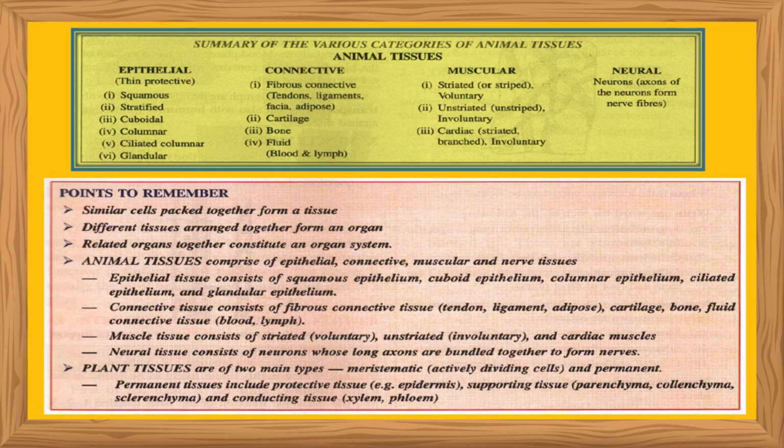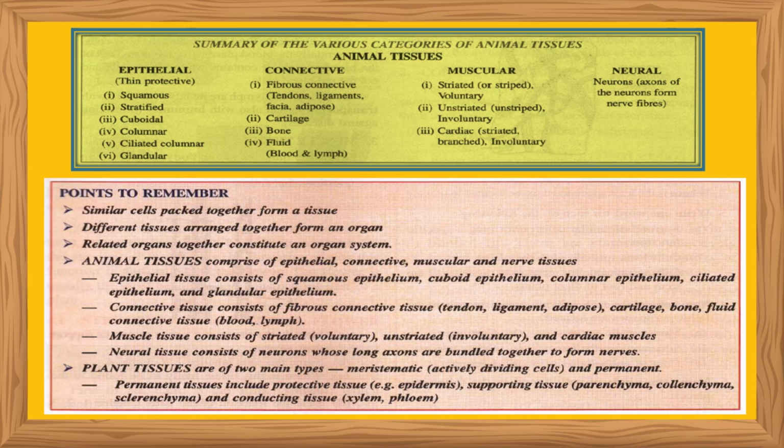Now we come to connective tissue. Fluid connective tissue, the second one is the cartilage, bone, blood, lymph, etc. These are the fluid connective tissue. It contains not only fluid connective tissue, it contains tendons, ligaments, fascia, adipose, etc.